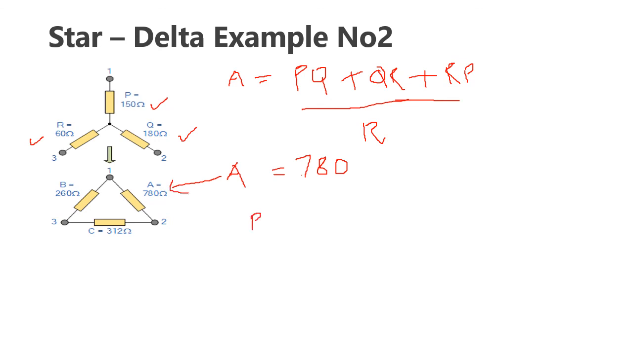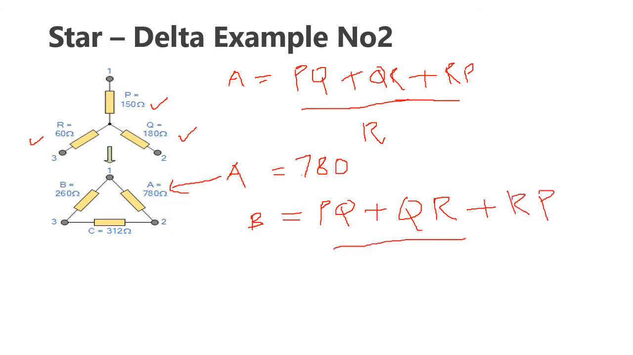Likewise, the value for B will be PQ plus QR plus RP over Q. So if we substitute the values, we will get the value of B as 260 ohm.